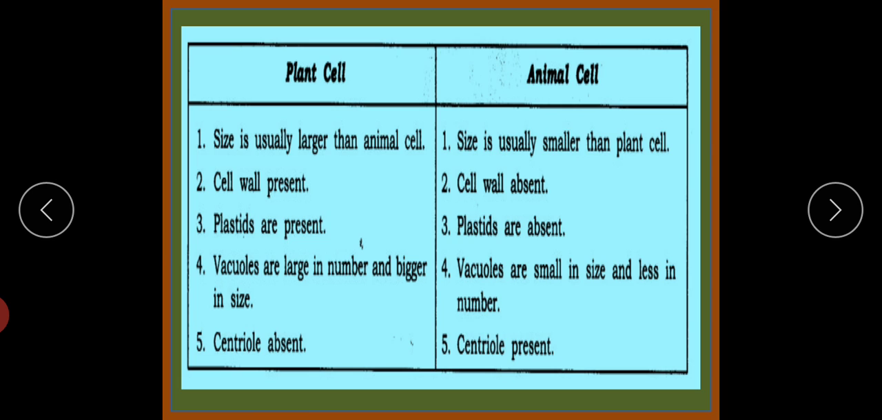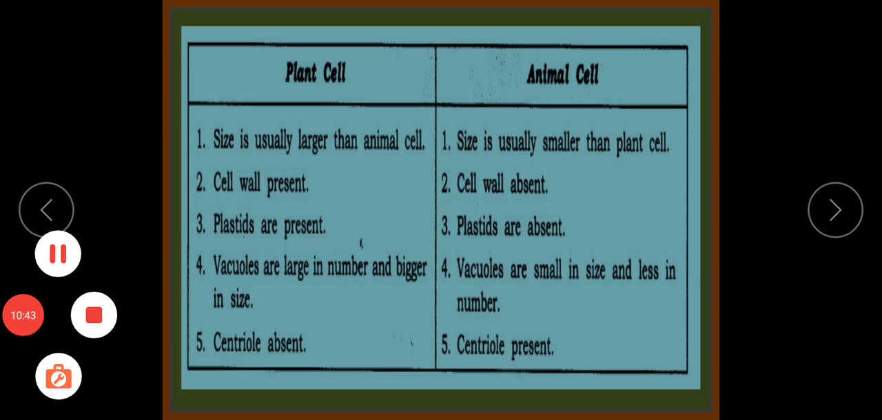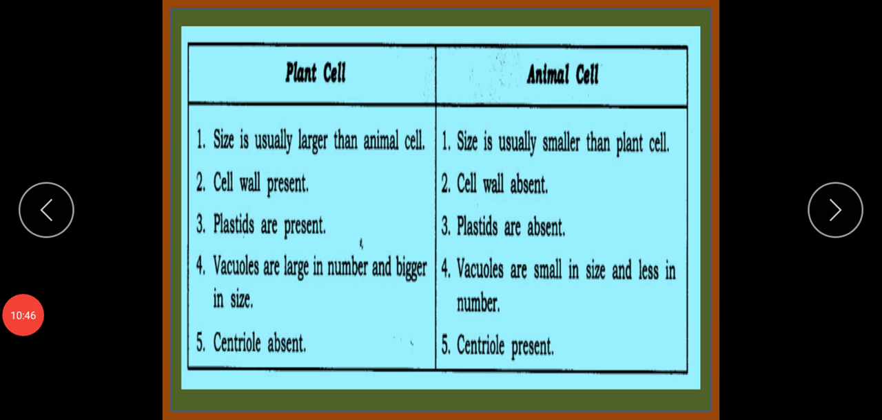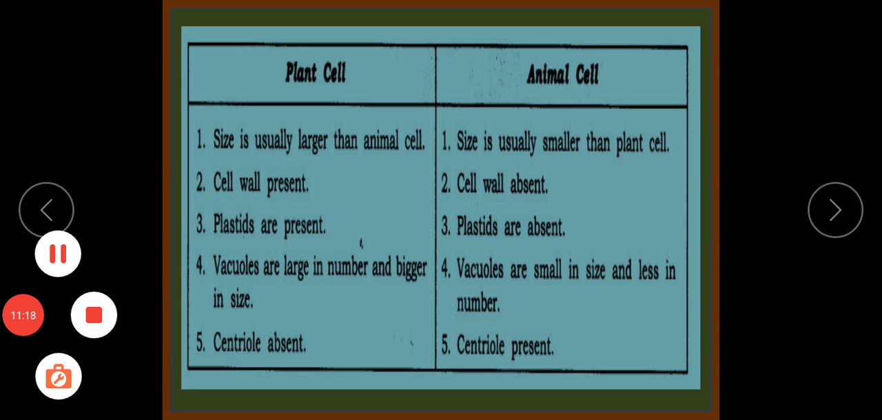So here in the tabular form the summary is given, right? Size: plant cells are usually larger than animal cells. In animal cells the size is small. In plant cells the cell wall is present. In animal cells the cell wall is absent. Plastids are present in plant cells. Plastids are absent in animal cells. In plant cells, vacuoles are large in number and bigger in size. In animal cells, vacuoles are small in size and less in number. In plant cells, centrioles are absent, and in animal cells, centrioles are present.